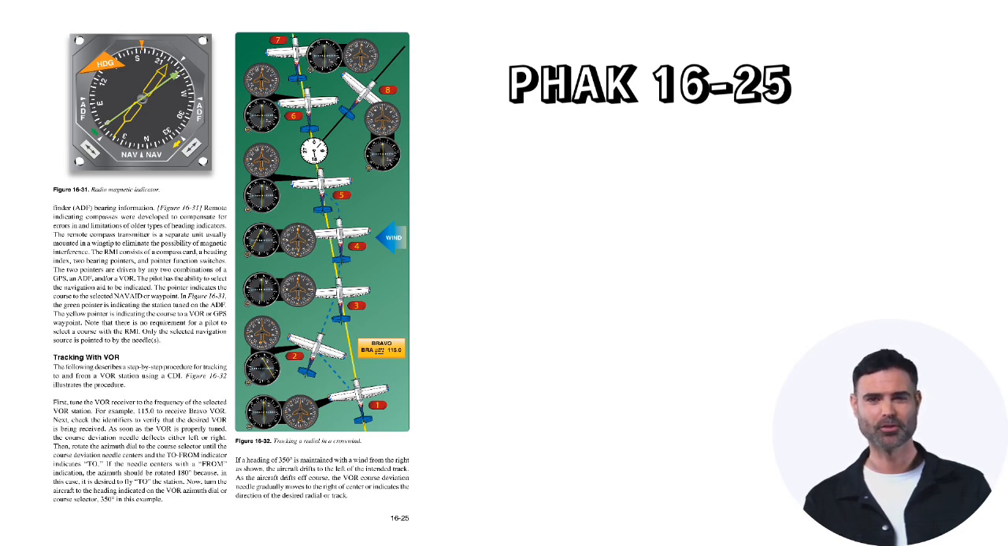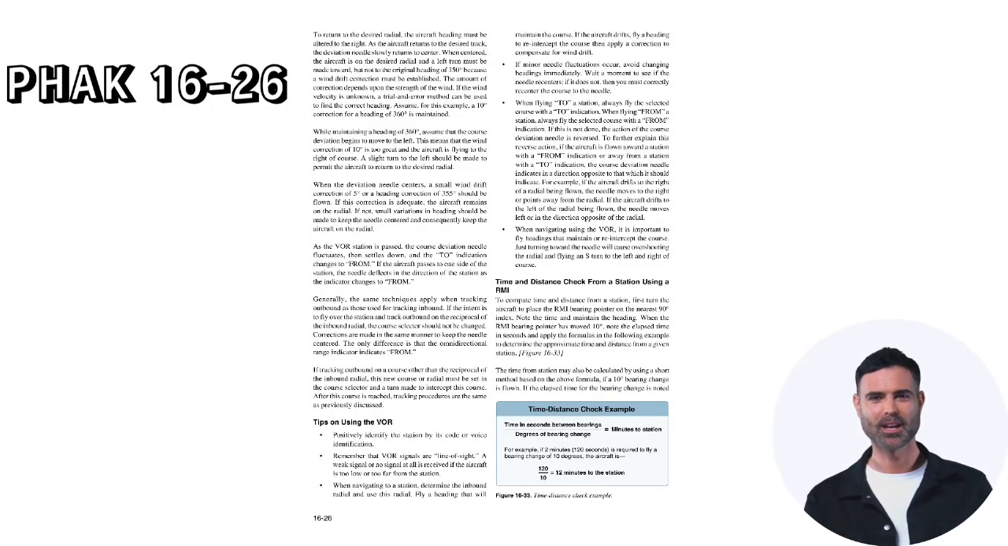As the aircraft drifts off course, the VOR course deviation needle gradually moves to the right of center or indicates the direction of the desired radial or track. To return to the desired radial, the aircraft heading must be altered to the right. As the aircraft returns to the desired track, the deviation needle slowly returns to center. When centered, the aircraft is on the desired radial and a left turn must be made toward, but not to, the original heading of 350 degrees because a wind drift correction must be established. The amount of correction depends upon the strength of the wind.